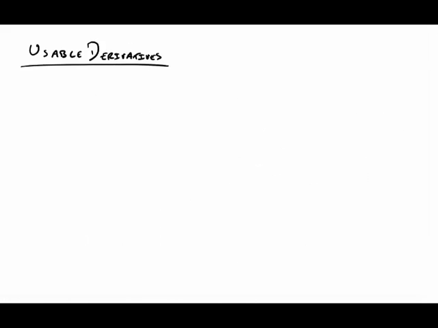So now let's talk about this idea of usable derivatives then. In other words, if a function is smooth, there do tend to exist derivatives.